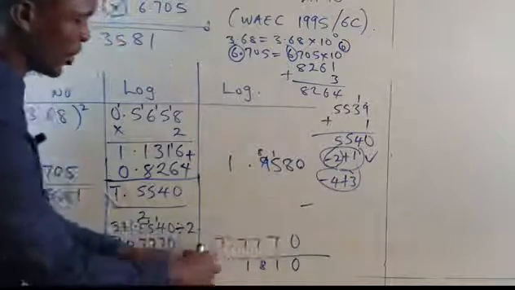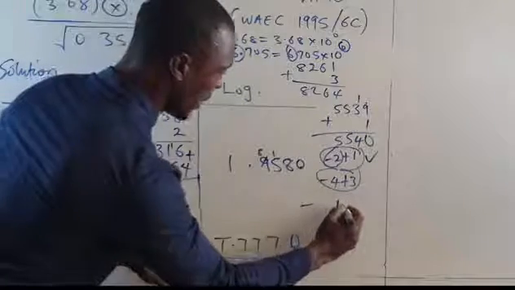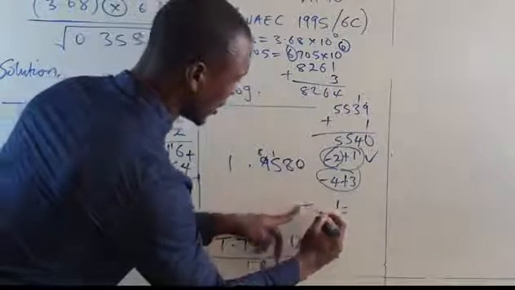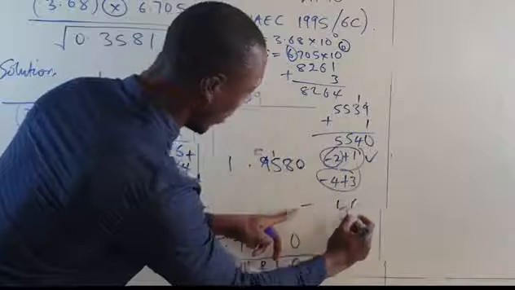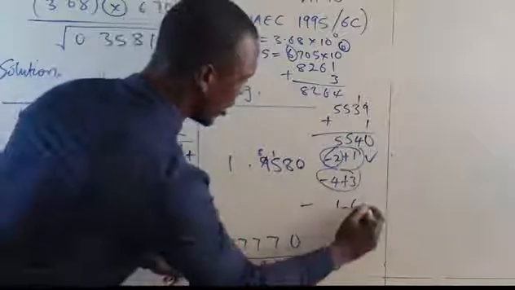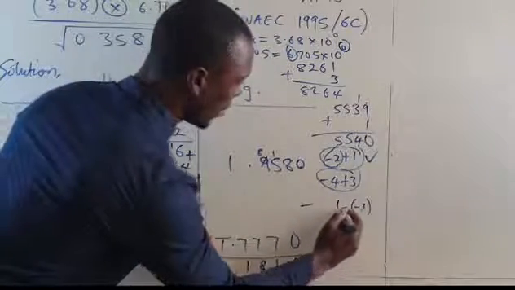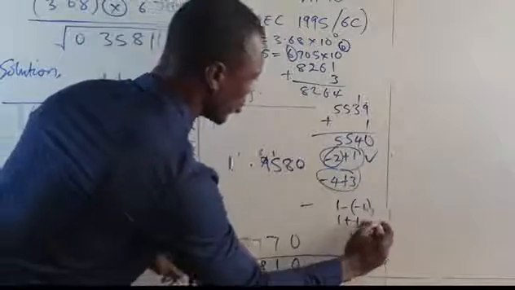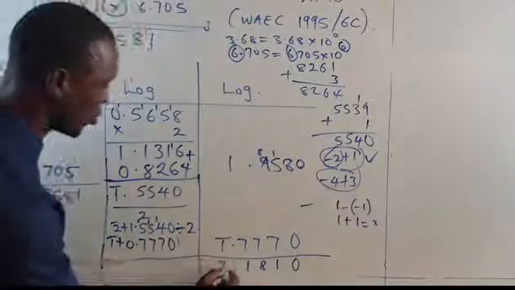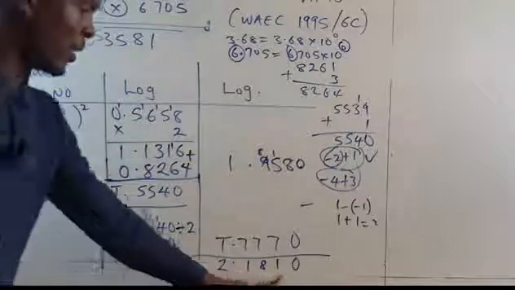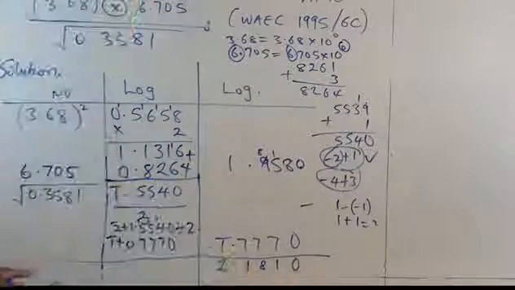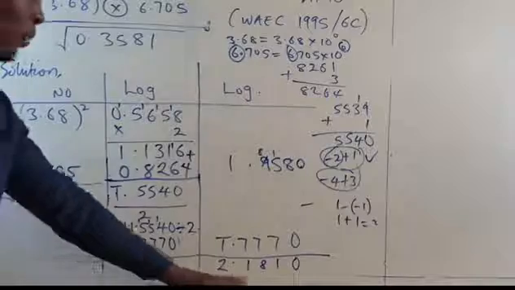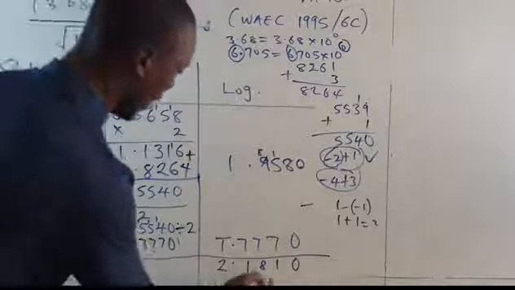1 minus 1. So we have 1 minus, this minus is this. So minus, open bracket, minus 1. So we have 1 minus times minus plus. So 1 plus 1 equals 2. So we have 2.1810. The next thing to do is to look for the antilog of 18 under 1.